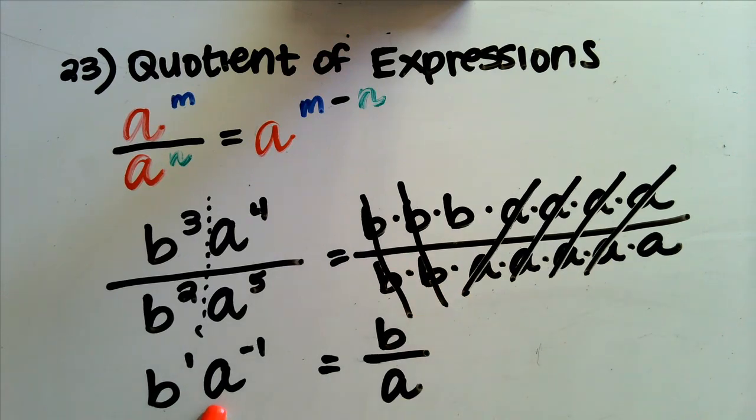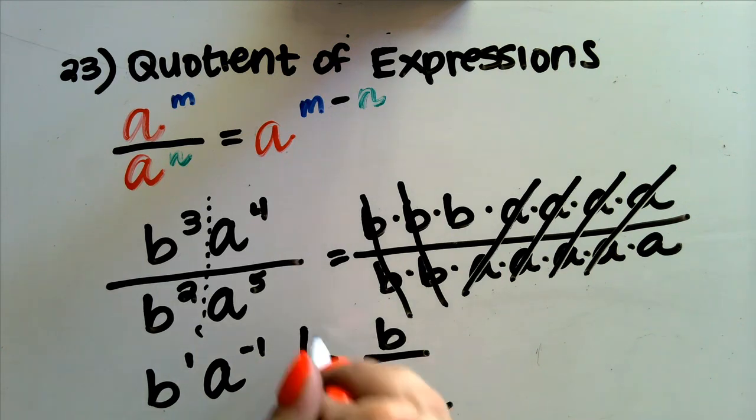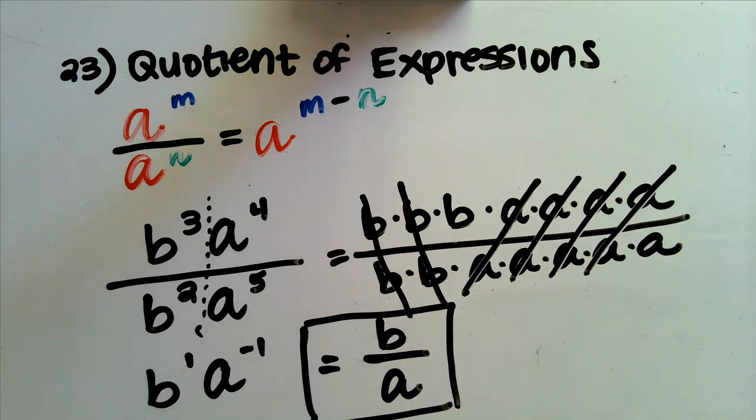You guys will notice that whenever we have a negative exponent, it's going to end up in the denominator. We'll talk about that more moving forward. In summary, though, we used our quotient rule to determine that the result of b to the third times a to the fourth over b squared times a to the fifth is b over a.